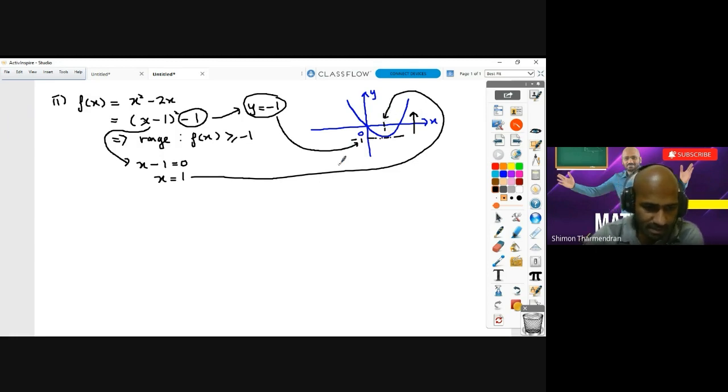Now state with a reason if f has an inverse. This is easy by just looking at the horizontal line test. Anywhere on this graph, if I draw a horizontal line and it cuts more than one time, it's not a one-to-one function, so no inverse. So the answer for this would be no inverse, since f of x is not a one-to-one function.